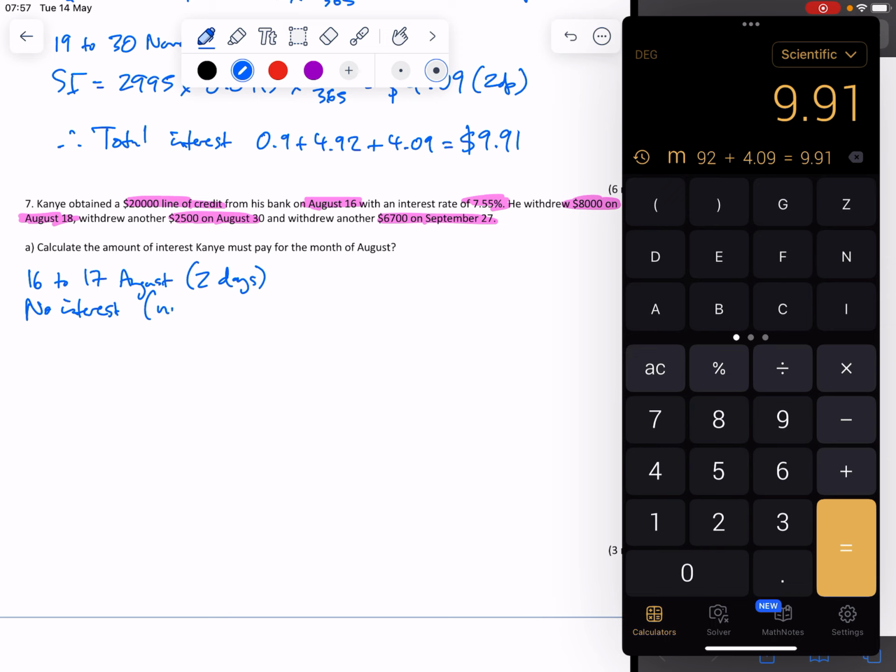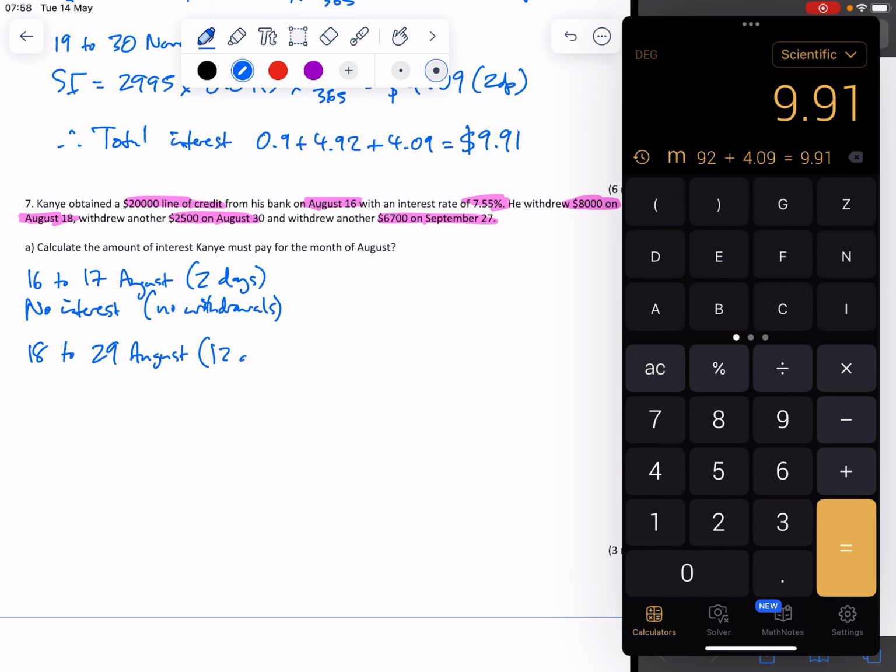However, from the 18th, he withdrew again on August 30th, so 18 to 29 August. How many days was that? 18, 19, 20, 21, 22, 23, 24, 25, 26, 27, 28, 29. That's 12 days. I count on my fingers.